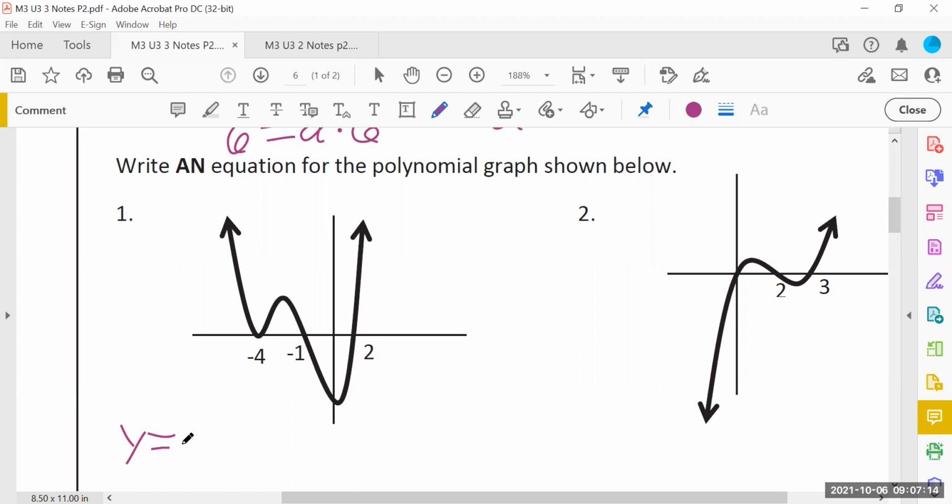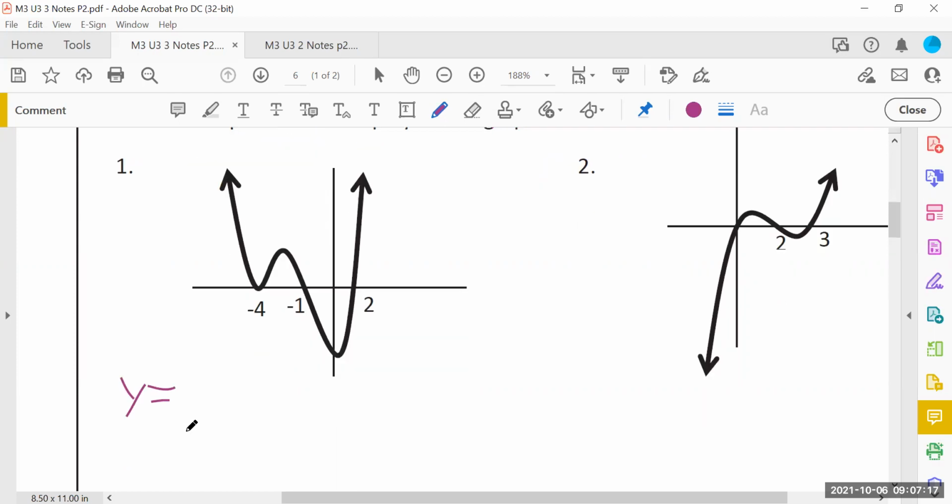Can you tell me one of the factors for this graph? Okay, so that's the x-intercept. What's the factor going to be? X plus 4. Does that make sense to everybody? The opposite of those x-intercepts. So x plus 4. Jordan, give me another one. X plus 1. And last one. Clarabelle, what's the last factor here?